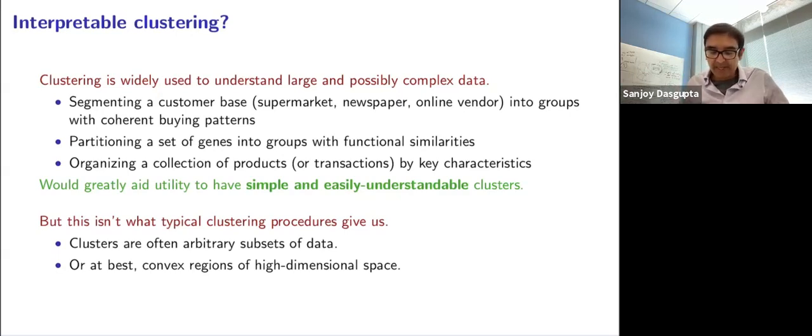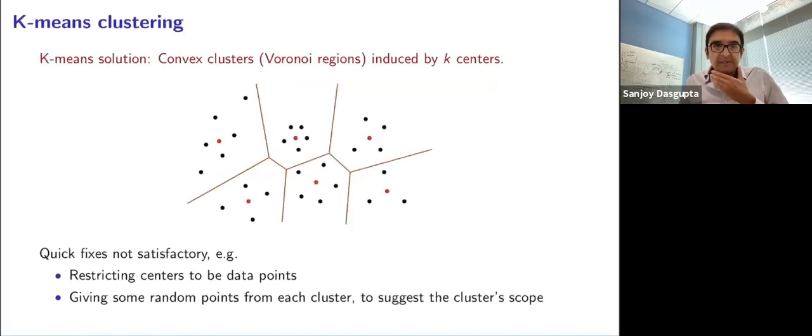Okay, so let's look at K-means clustering as an example. This is possibly the most popular clustering algorithm of all time. You give it your data points, you tell it how many clusters you want, that's K, and it returns K cluster centers, which I've shown here in red. Now each point in space is associated with its closest center. And so the clusters are these Voronoi cells, these convex regions.